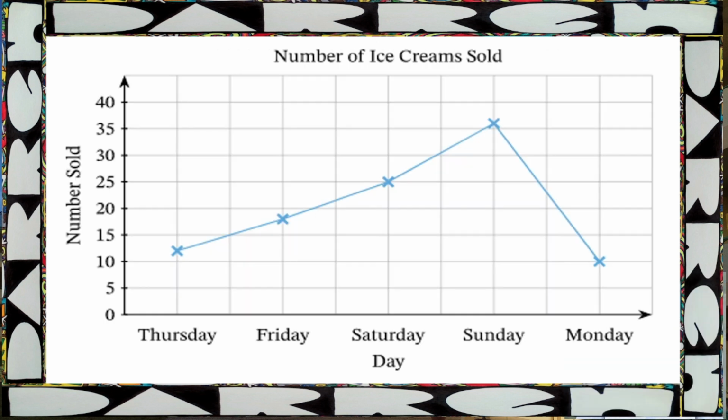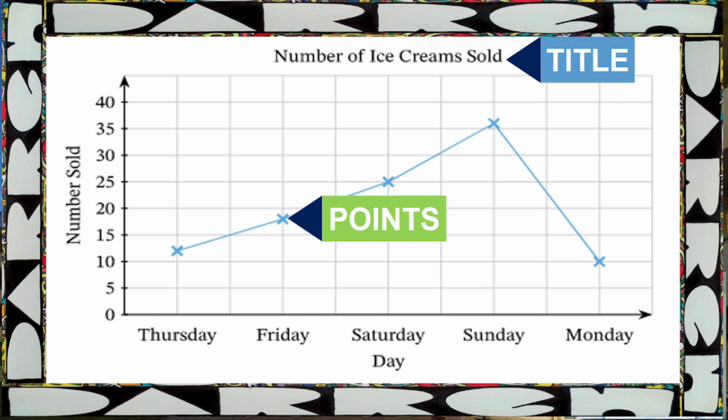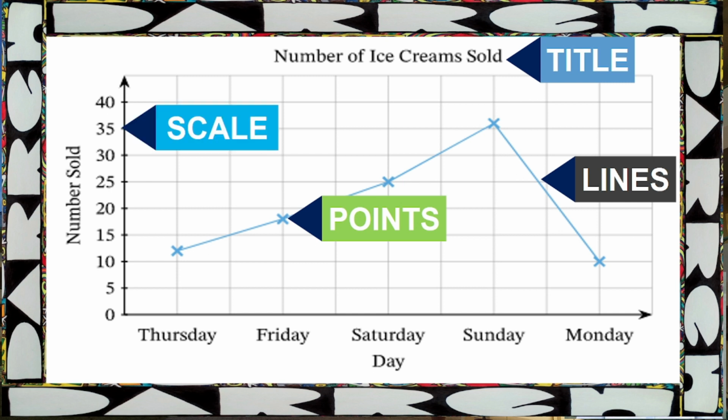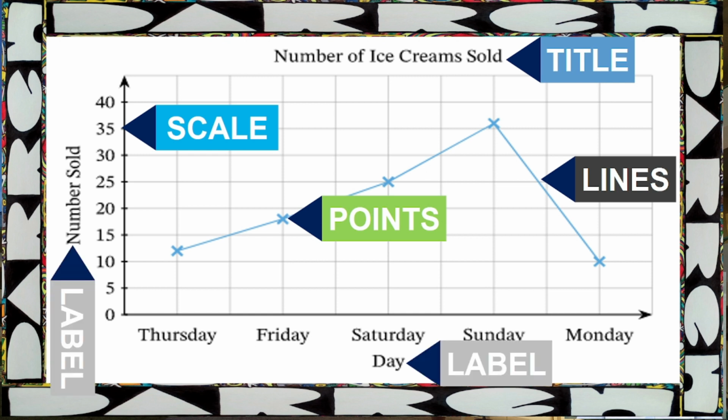So here are the parts of the line graph. First, the title uses keywords to tell what the graph is all about. Points represent the data amount. Lines connect the data points. The scale shows the units used on the y-axis. And the labels explain what kind of data is shown on the x and y-axis.